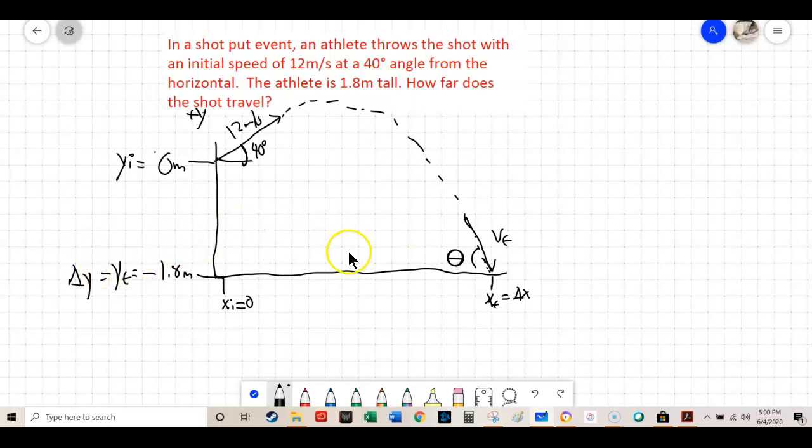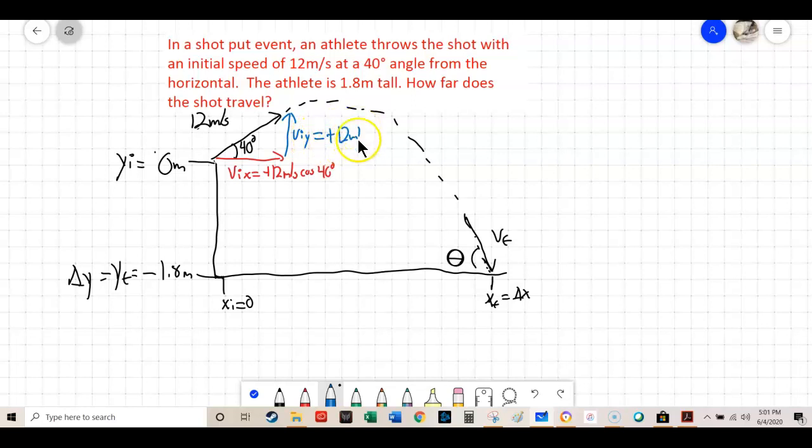The first thing that we have to do is break up this triangle here at the top. And I'm going to draw it a little bit more detailed. It's being launched up, and this is at 12 meters per second, and this is an angle of 40 degrees. Well, the x direction is vix, which is equal to vi, which is 12 meters per second cosine of 40 degrees. The y direction component is upwards, which is positive 12 meters per second sine of 40 degrees. Okay?